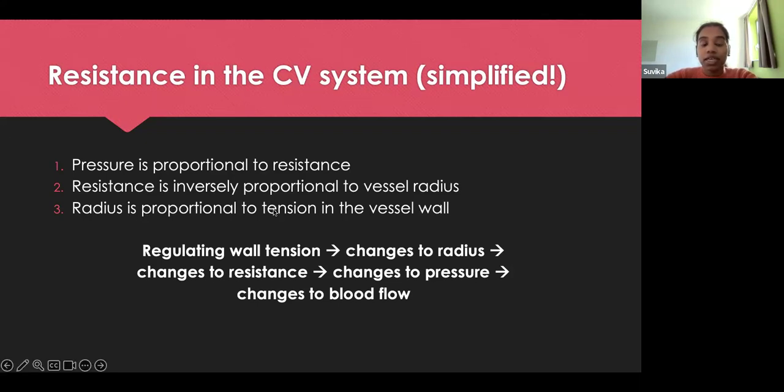Now, if we're trying to change the wall tension, that's going to impact your radius, according to Laplace's law. That radius will change your resistance, and that resistance will impact your pressure of blood, and that will ultimately impact your flow. So this is the train of thought that should be going through your head when they give you something to do with tension, radius, resistance, and so on.